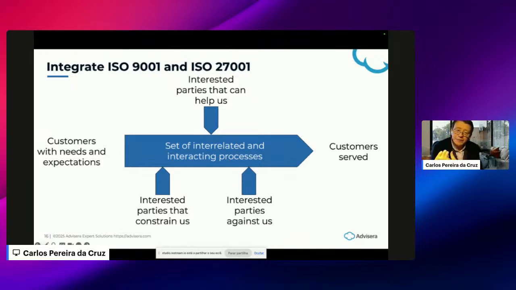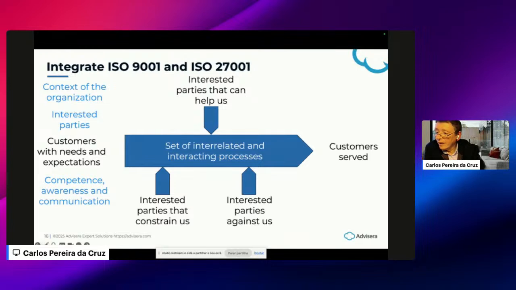So for me, now, let me show you the topics that can be integrated easily, okay? Things like, okay, context of the organization. In theory, is the same thing, okay? Of course, the context for quality is not the same as the context when you think about information security, but the logic of the rationale is the same, okay? The focus is different, but the rationale is the same. So you may have the same thing for interested parties in terms of quality, in terms of information security, competence, awareness, and communication. The topics are different, but you can use the same documentation, the same logic, the same approach.